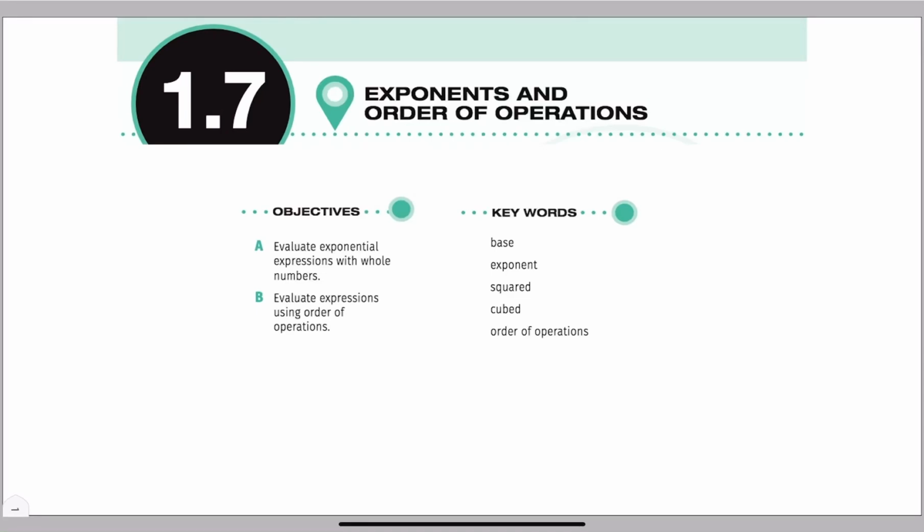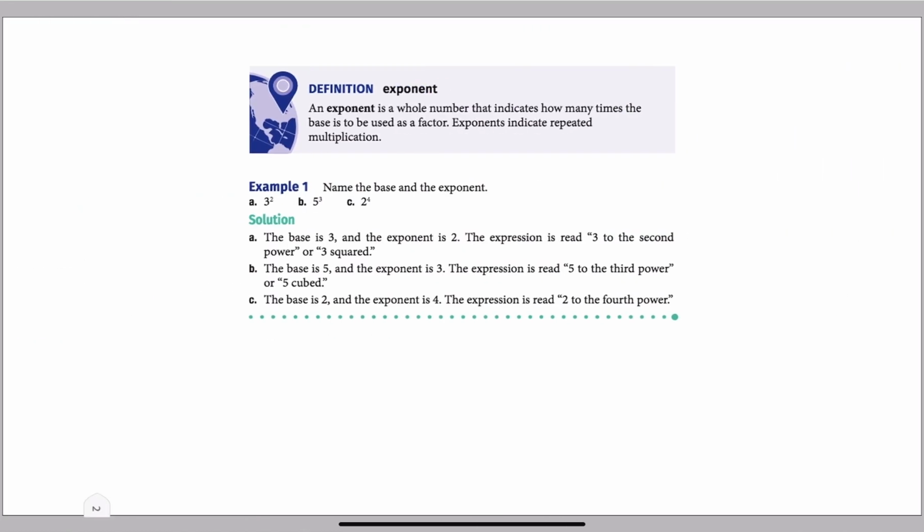Welcome to section 1.7. Today we're going to talk about exponents and the order of operations, and these are both terms that you may or may not have heard before, but we're going to go over them. There are some key words involved here, like base and exponent. Maybe you've heard someone say something about a number being squared or cubed, and then what happens after that. And then what about the order of operations? So we'll go right into it.